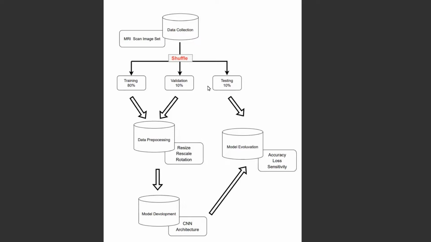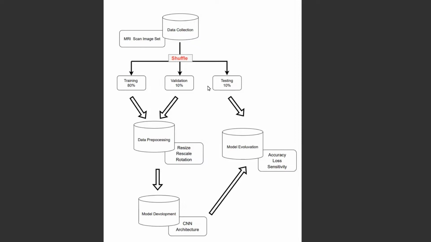According to the given problem, we are going to collect MRI scan image sets from the patient and include them into our data collection. Then we are going to shuffle and divide it into three groups: training, validation, and testing. And we are going to combine training and validation into data processing. In there, we are going to resize, rescale, and rotate.